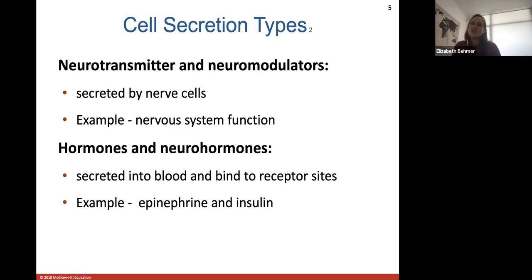Neurotransmitters and neuromodulators are secreted by nerve cells to have nervous system functions. And then hormones and neurohormones are secreted directly into the blood. They will bind to specific receptor sites on a specific type of cell. Examples of hormones are epinephrine, which gets your body ready with adrenaline, and insulin, which lowers your blood glucose levels.